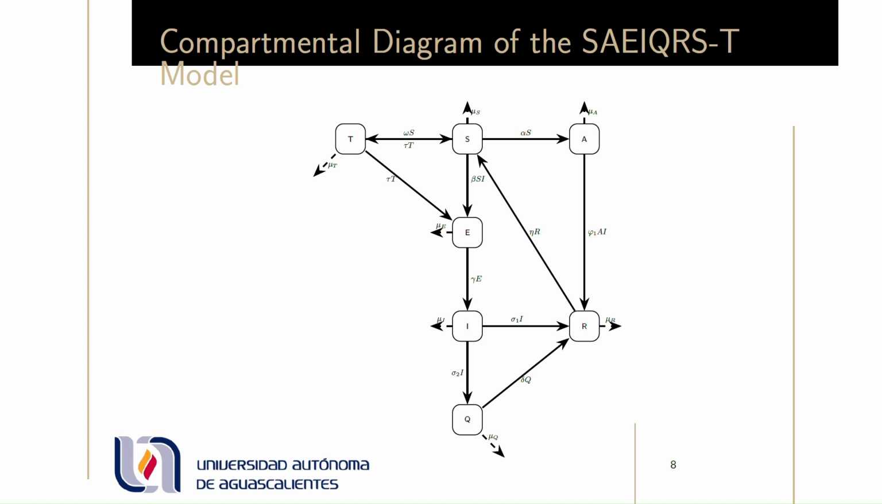This diagram shows all transitions of the model. Solid arrows represent normal transitions. Dashed arrows represent removal or deactivation. This helps you visualize the model's full structure.